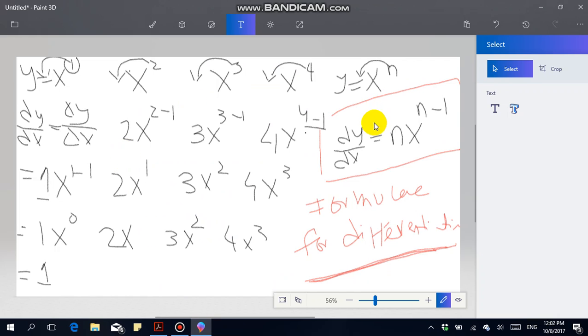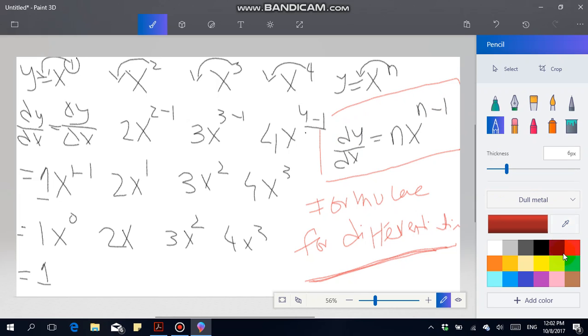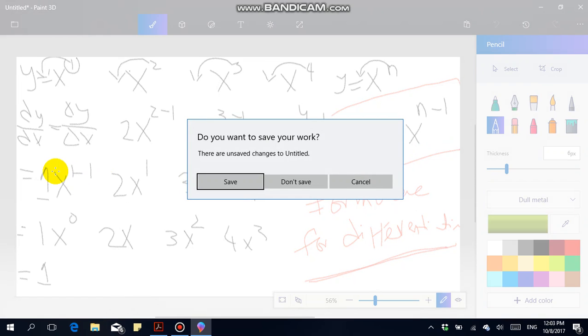So this is the rule of differentiation. You have to memorize this equation. This is a very important equation. This is how you will carry out your differentiation. Alright? Now let's go to another example.